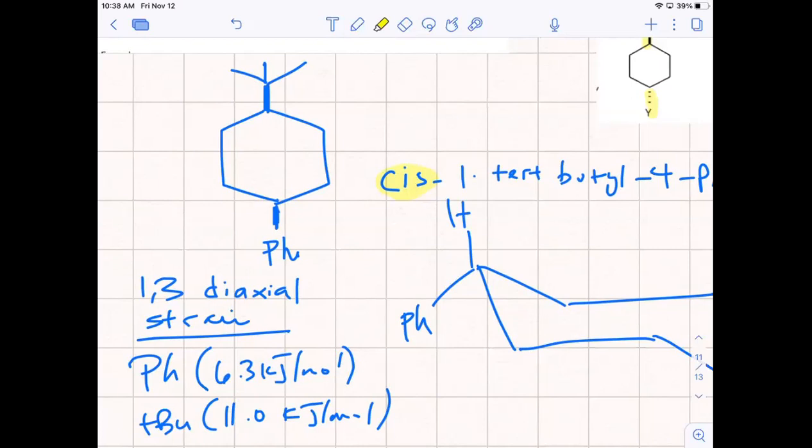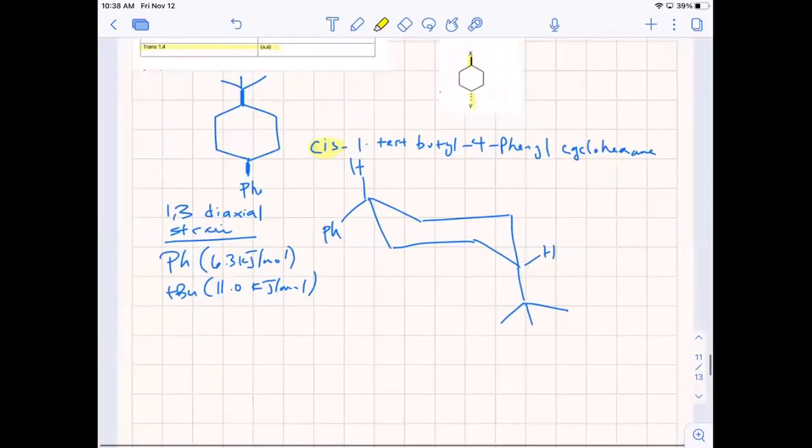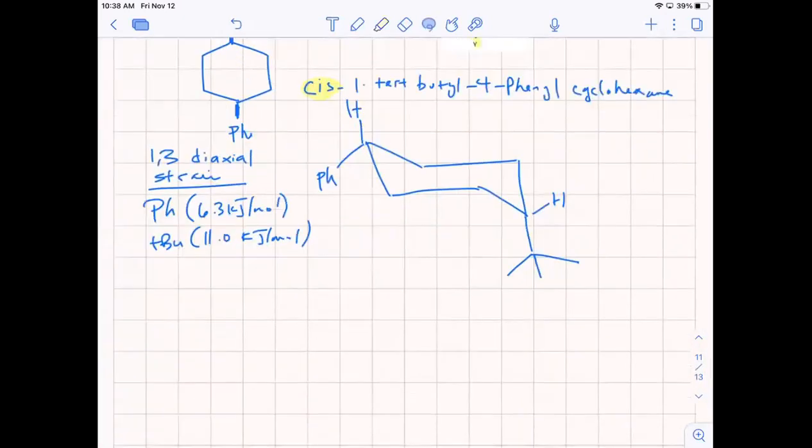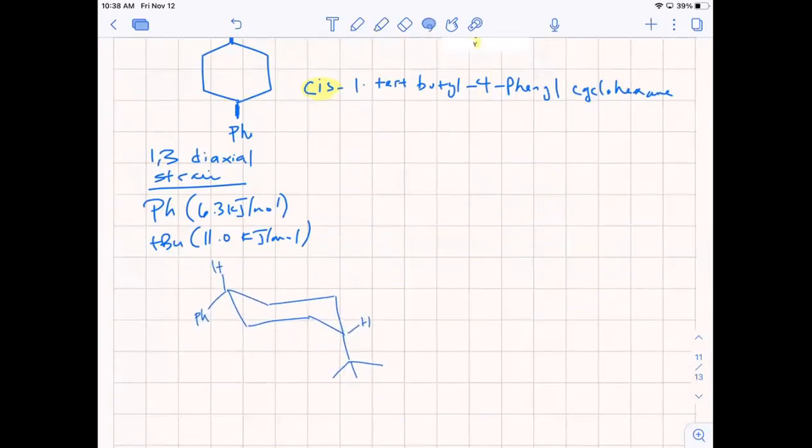Yeah, so I just uploaded it, it's just a document with a table in it for the 1,3 diaxial values. All right, so we know phenyl is 6.3 and tert-butyl is 11.0. I'm going to have to move this down. What would the chair flip look like for this? What would I have to do?